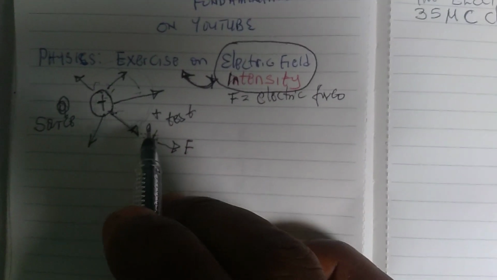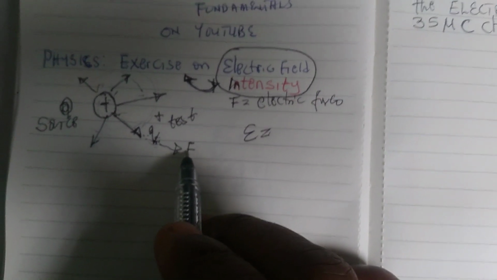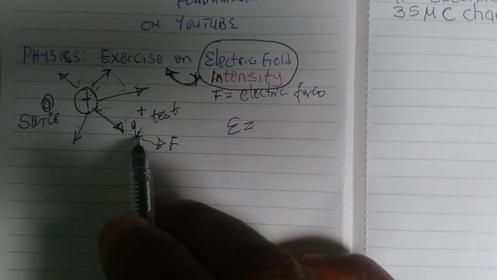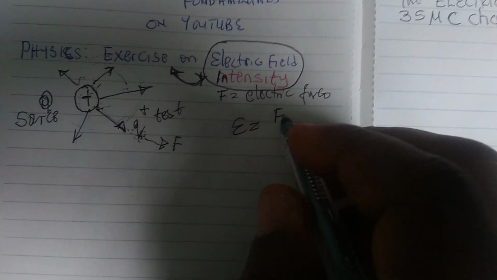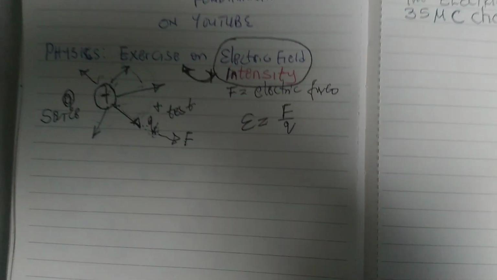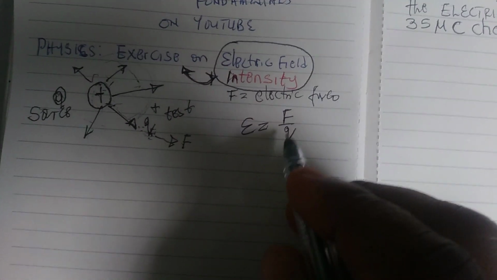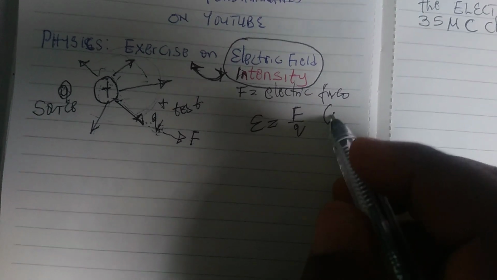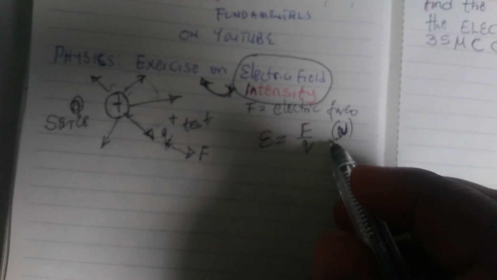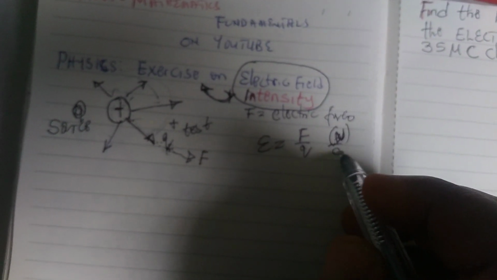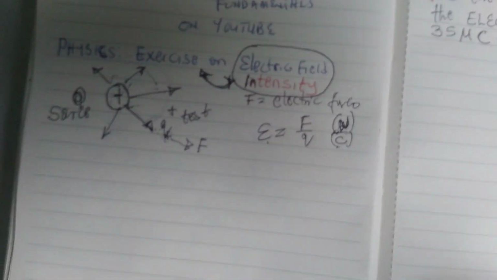Now the electric field intensity E is the effect of this electric force per unit test charge. So I can have it as this electric force per unit test charge. You know that the unit of force is Newton, and the unit of electric charge is Coulomb. So the unit of electric field intensity is Newton per Coulomb.